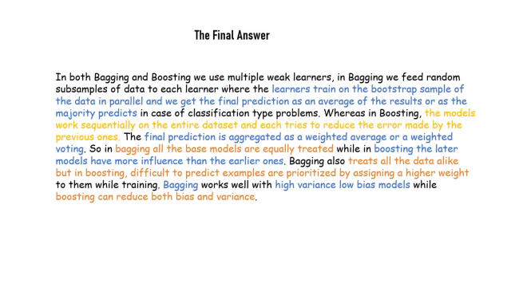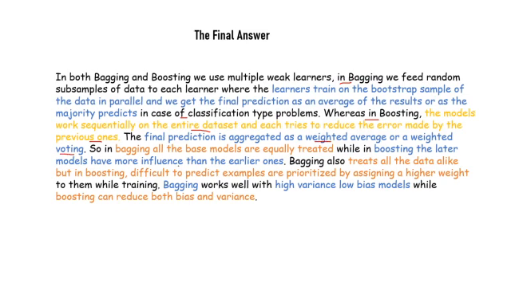In both bagging and boosting, we use multiple weak learners. In bagging, we feed random subsamples of data to each learner, where the learners train on bootstrap samples of the data in parallel, and we get the final prediction as an average of the results or as the majority vote in case of classification type problems. Whereas in boosting, the models work sequentially on the entire dataset and each tries to reduce the error made by the previous ones. The final prediction is aggregated as a weighted average or a weighted voting.